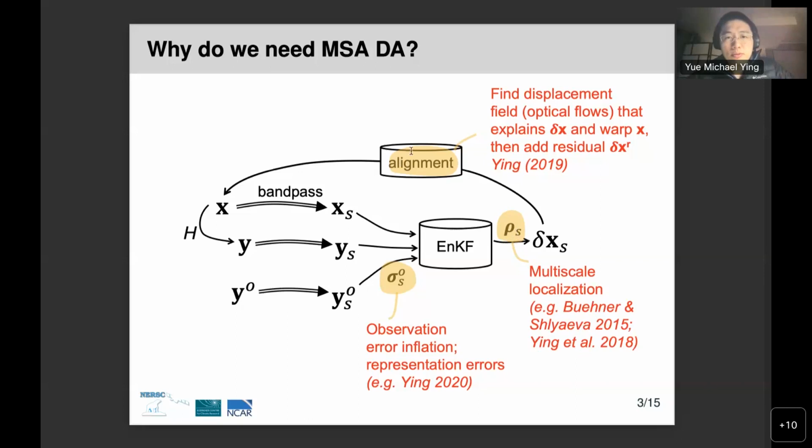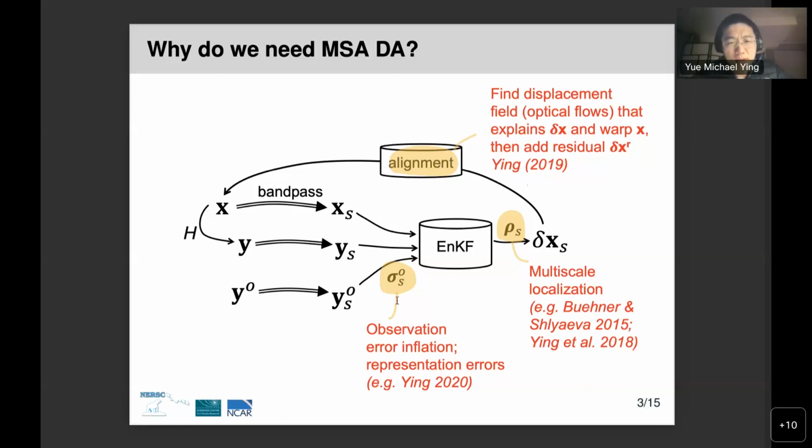And the second thing to do, of course, is what I just introduced, the alignment step. This alignment is trying to figure out those displacement vectors, and I typically employ an optical flow algorithm to derive the displacement vector field q from the delta X. And then we add some residual error back.